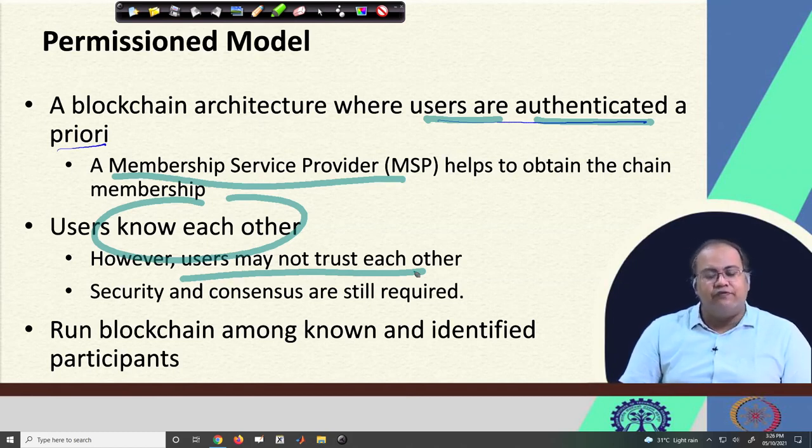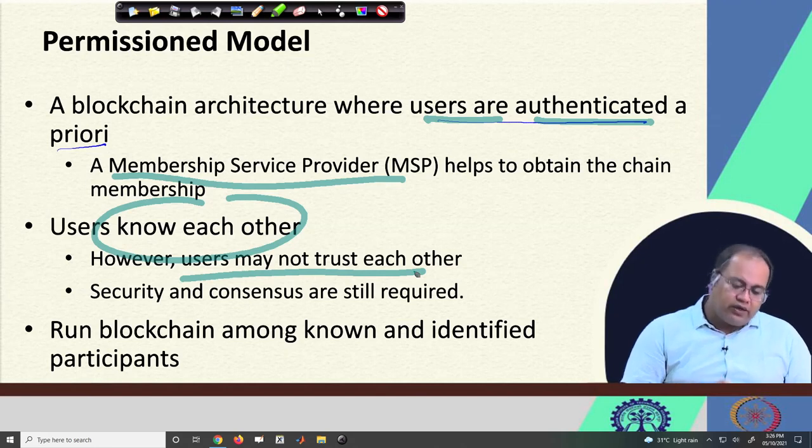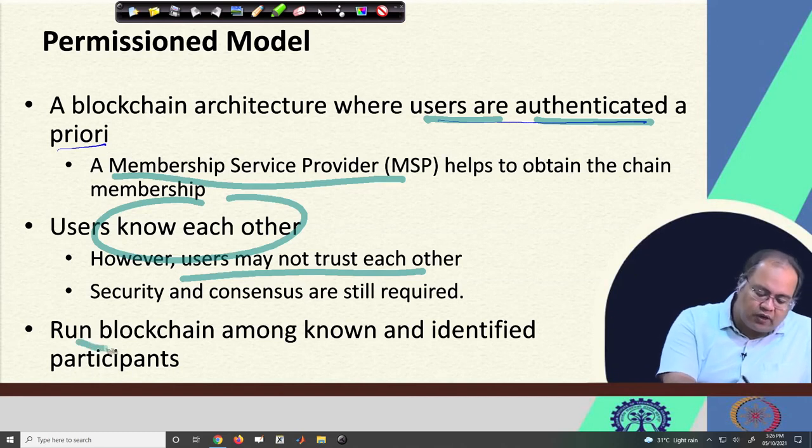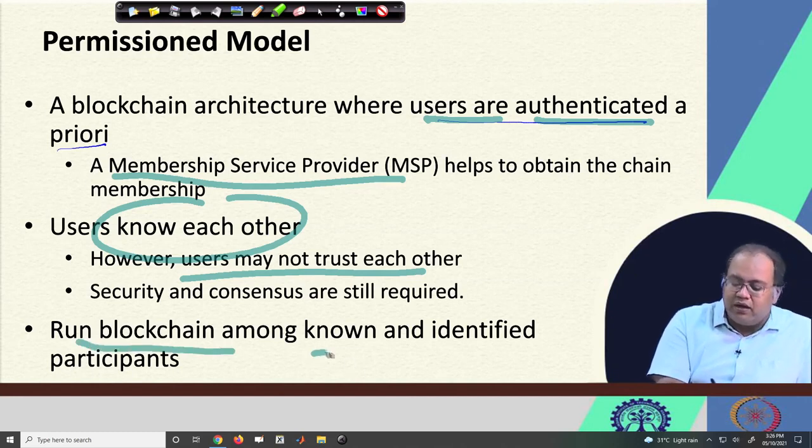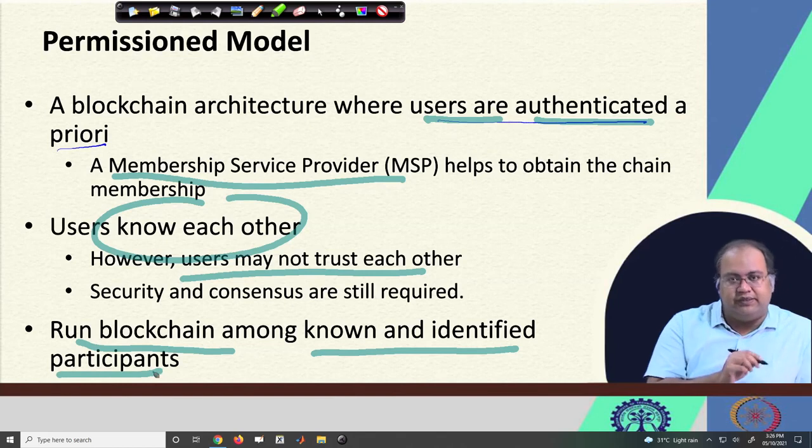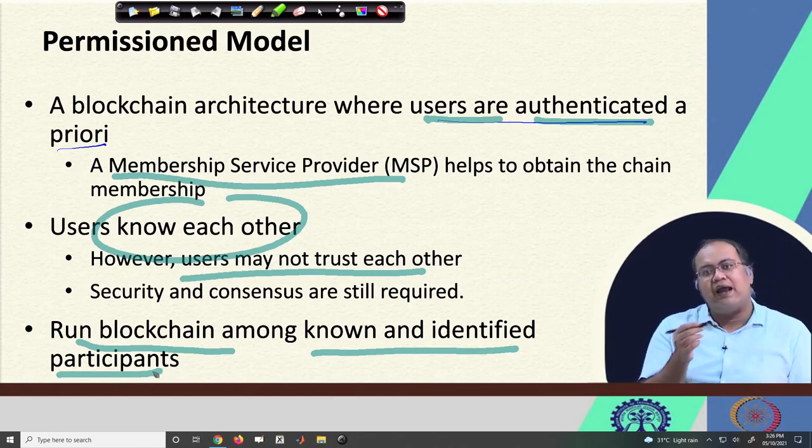So that is the broad motivation, the broad idea, about why we still need consensus in a permissioned blockchain model. Although in a permissioned blockchain model the participants know each other a priori. What we are going to do at the end of the day in a permissioned model is run this blockchain service among known and identified participants. That means the individuals who are there are known and identified.